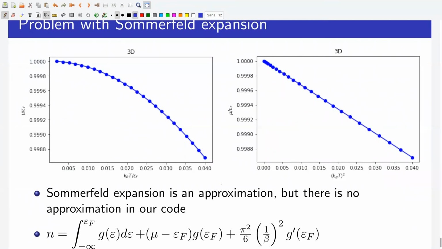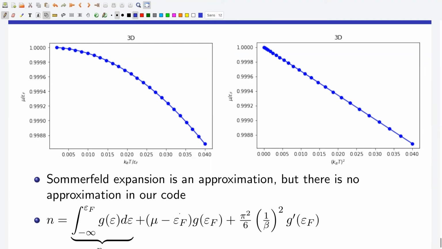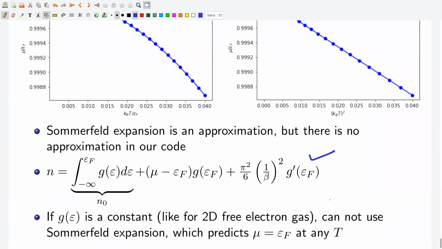Let us discuss an example where Sommerfeld expansion is going to fail. We know that using Sommerfeld expansion, we can write the electron density at finite temperature in this form. Thus, if density of states is a constant, for example, in a 2D free electron gas, we cannot use Sommerfeld expansion because G dashed is equal to 0. In that case, Sommerfeld expansion always predicts that mu will be equal to EF for any temperature, which is not correct. In such cases, we have to find mu not from Sommerfeld expansion, but using some other method, for example, the numerical method discussed in the lecture.